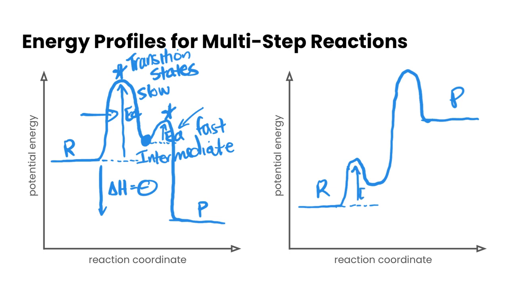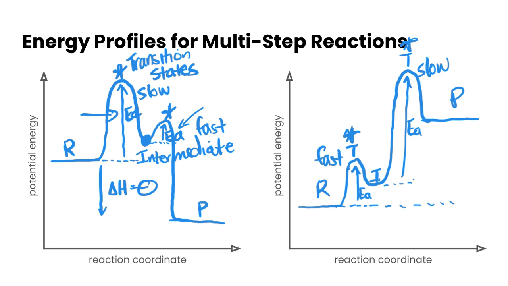Well, here's our activation energy. This is our intermediate. That's a transition state, and that's a transition state. And then here's our second activation energy, which is much larger, meaning that that's going to be our slow step, and that's going to be our fast step. Okay, and then if we want to label back in our delta H, I'll put it over here. So delta H is positive, meaning that that's an endothermic reaction.